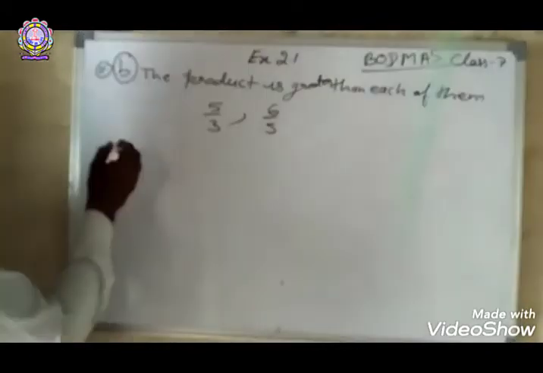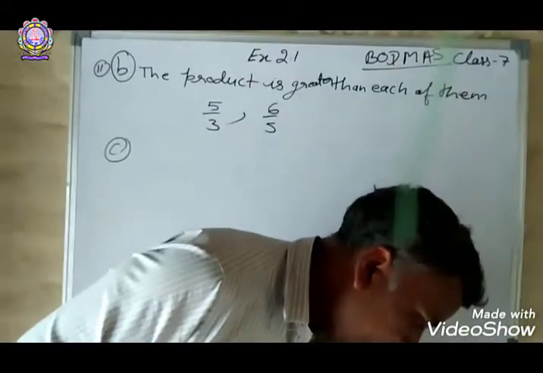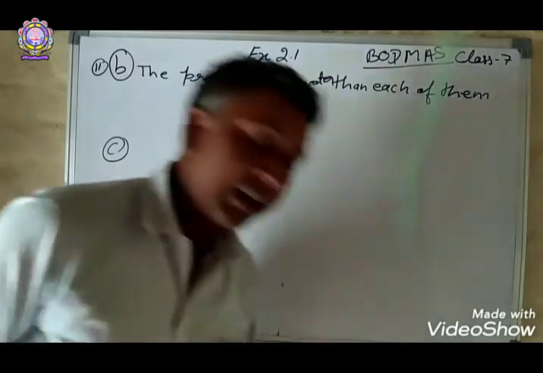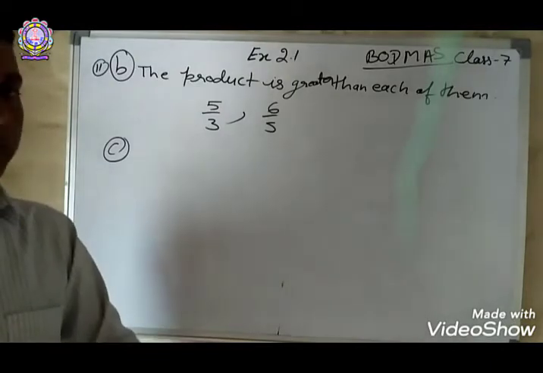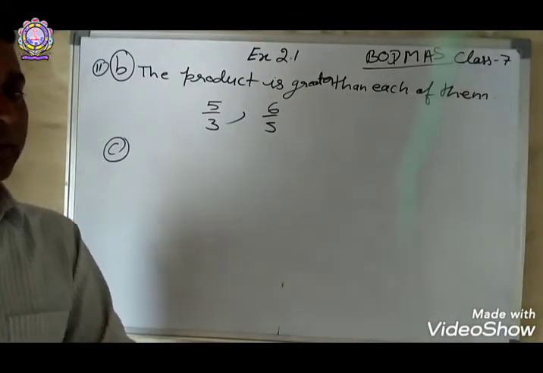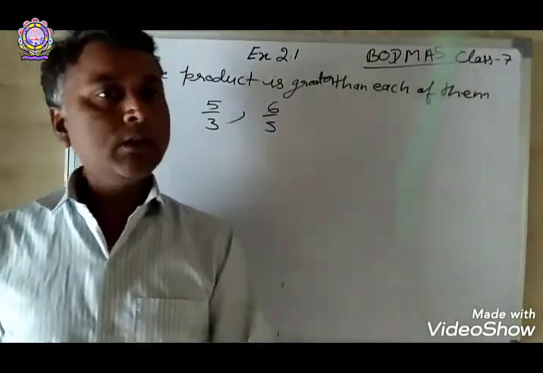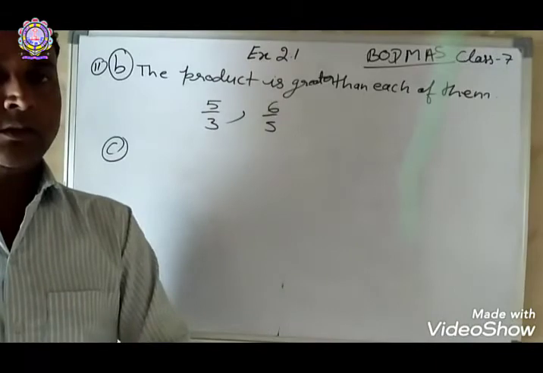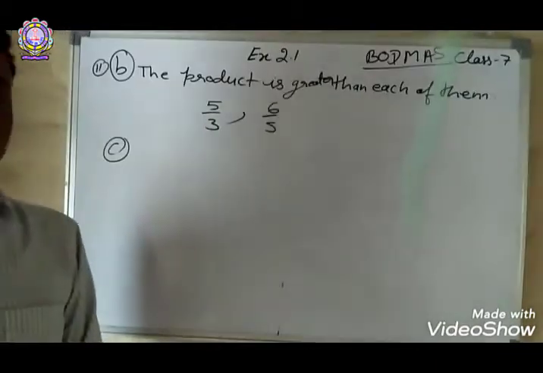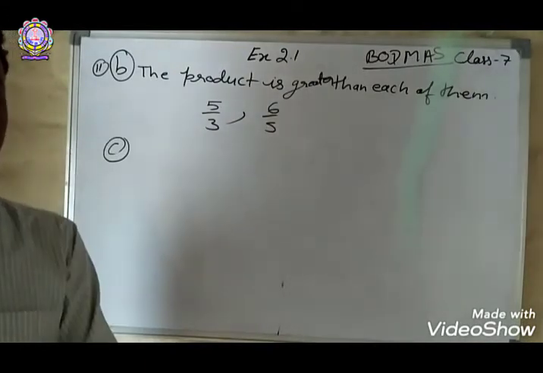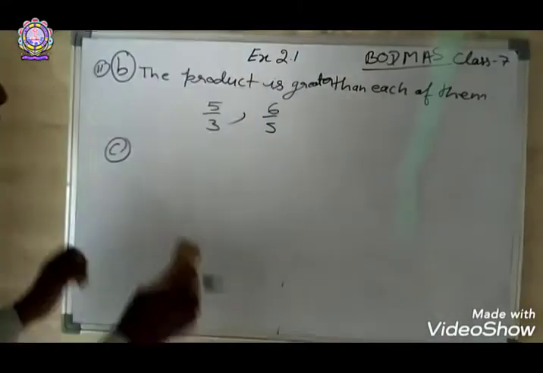The same condition for C. C says that the product is greater than one fraction and less than another fraction. Here it is both greater and less. So what do we do? Yes, one we take a proper fraction, another we take an improper fraction. One improper and one proper, and then multiply and solve it. If you have any problem, then you ask me again through my WhatsApp. Okay.